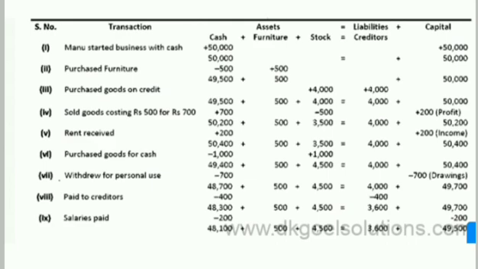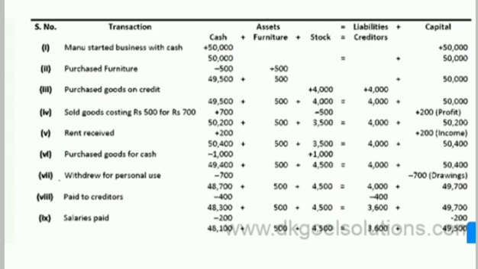Next point states withdrew for personal use. You are withdrawing cash for your personal use, so we will deduct it from cash as well as capital. 700 will be deducted from capital and cash will now be 48,700. Furniture, stock and creditors will remain at their existing values, that is 500, 4,500 and 4,000, and capital will drop down to 49,700.